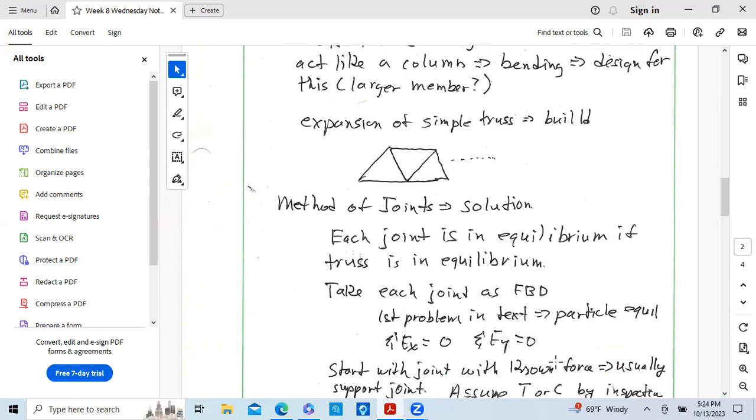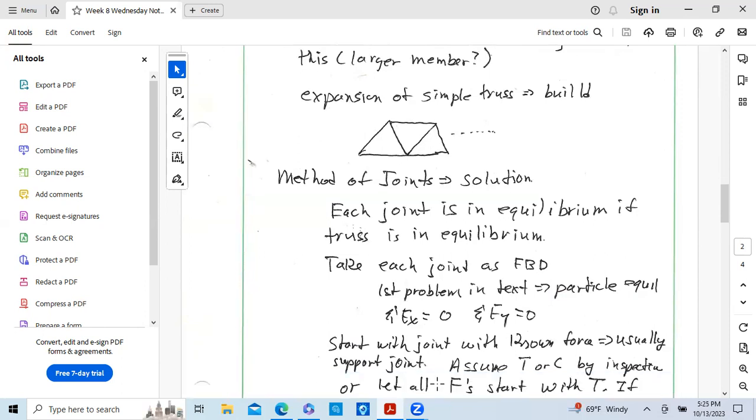You're going to start with a joint with a known force, and usually this is going to be at one of the support joints, one of the supports. I'll show you how it goes. You'll start definitely with a point that has a force in it, and the supports will always have a force.